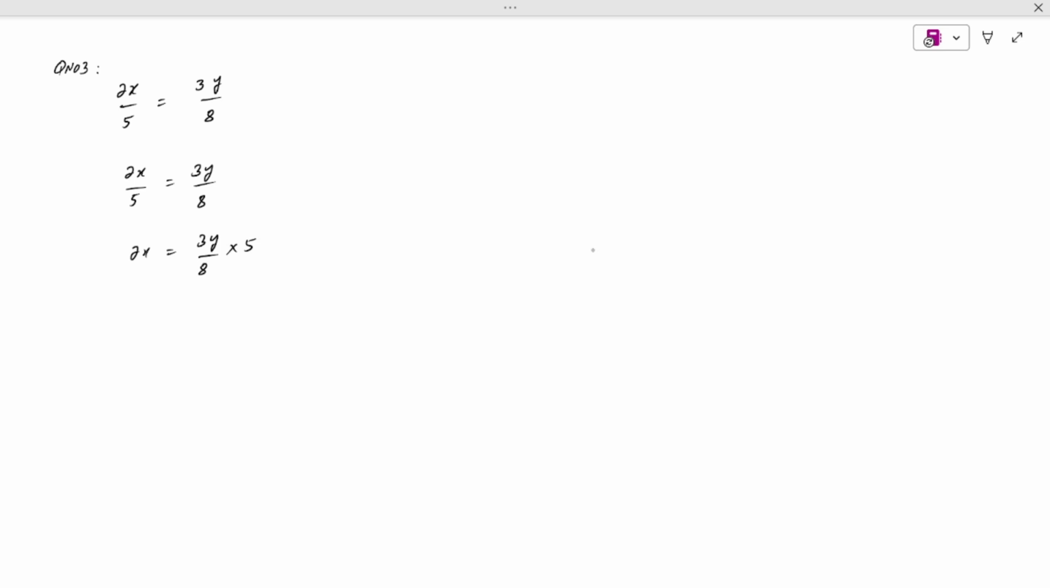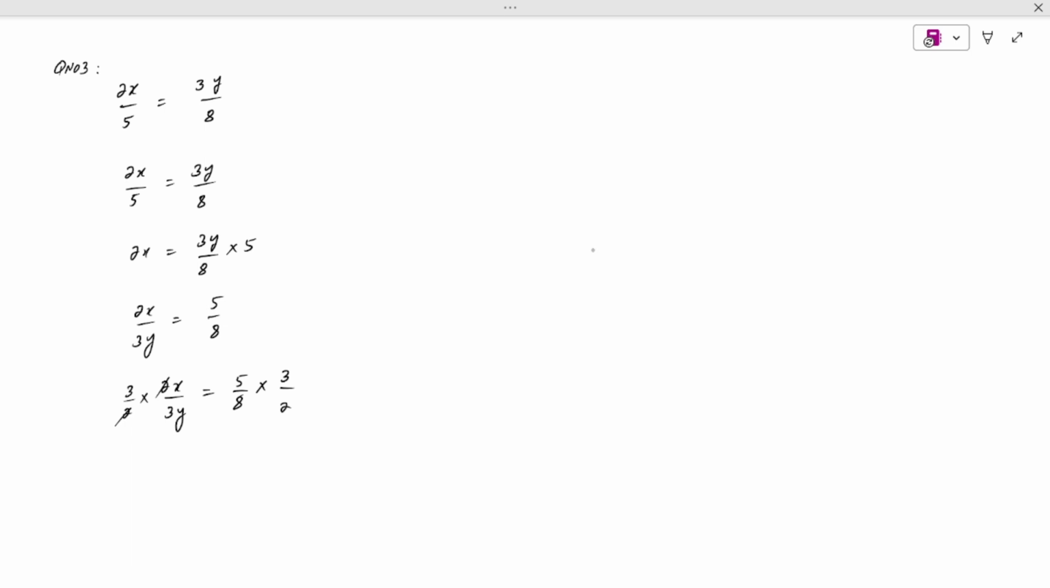We will divide the left side by 3y because 3y is multiplying on the right side. So 2x over 3y is equal to 5 over 8. Now 3 is dividing over here and 2 is multiplying over here. We will multiply both sides by the reciprocal of 2 over 3, that is 3 over 2, times 2x over 3y equals 5 over 8 times 3 over 2.